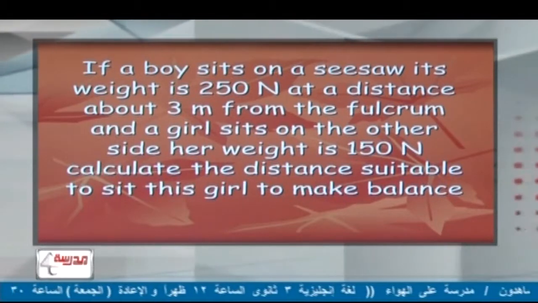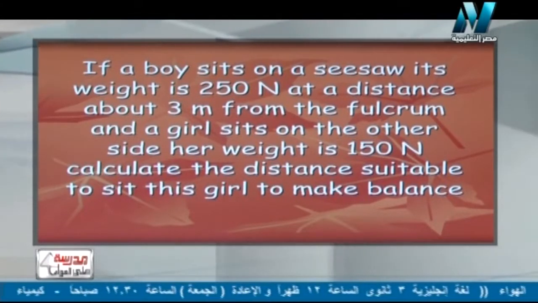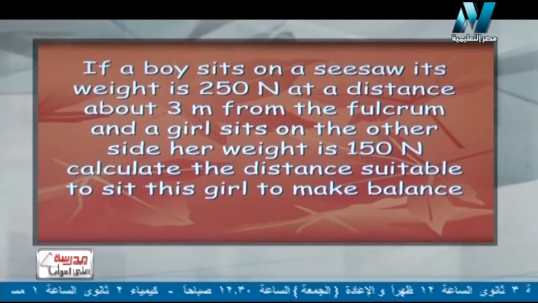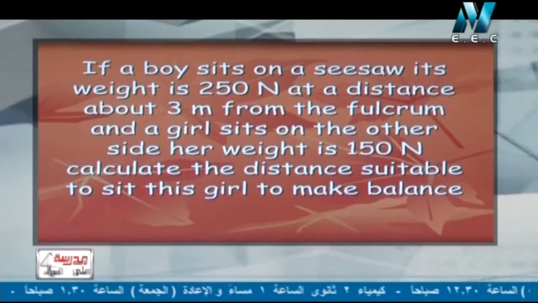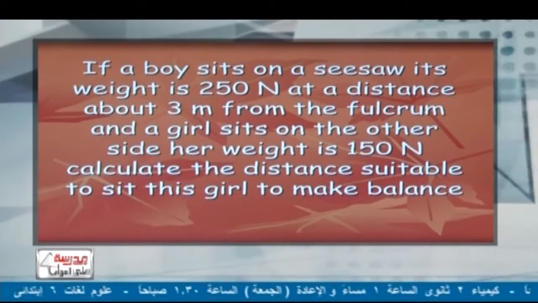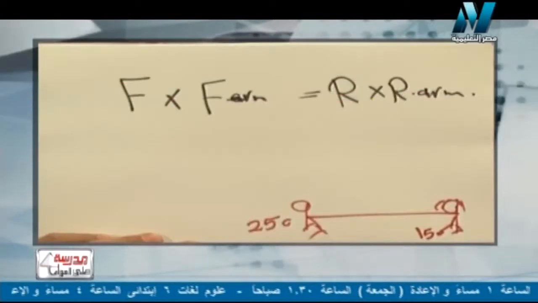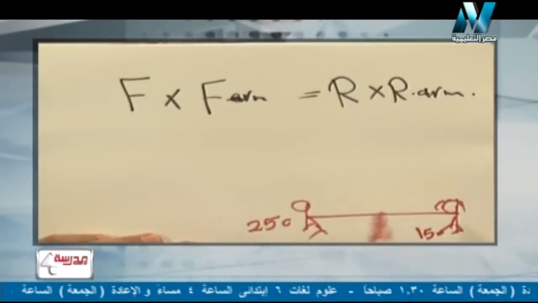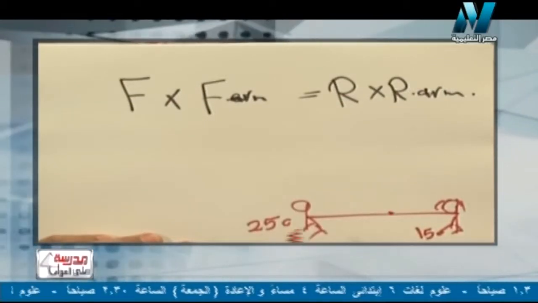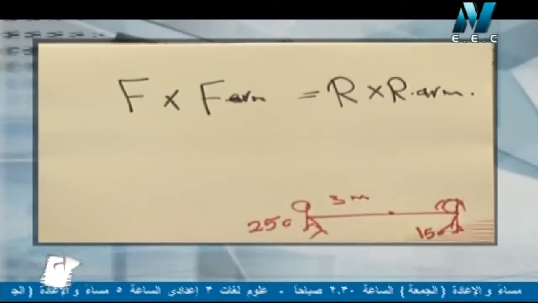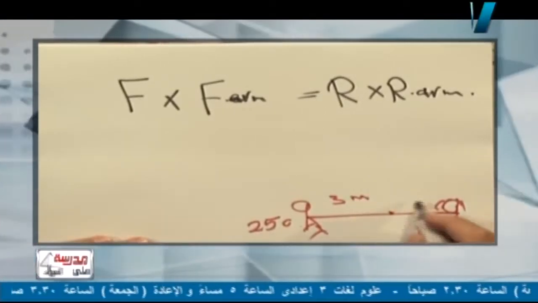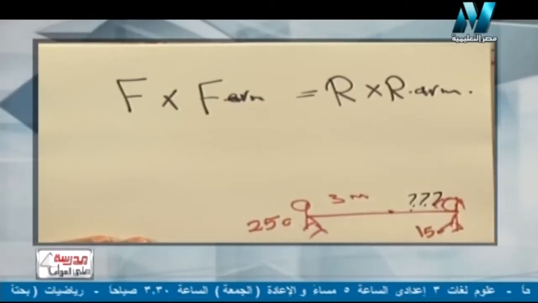Okay, let's draw together. The boy has a weight of 250 Newton, and the girl has 150 Newton. The distance between the fulcrum and the boy is 3 meters. And I want the distance of this girl to make balance.